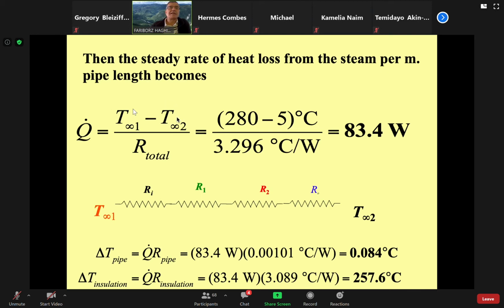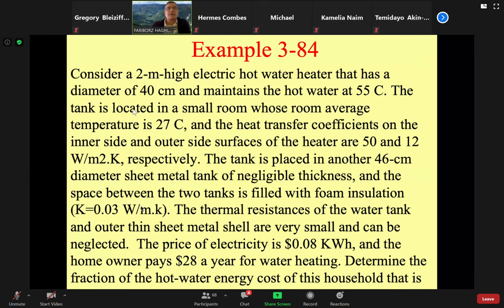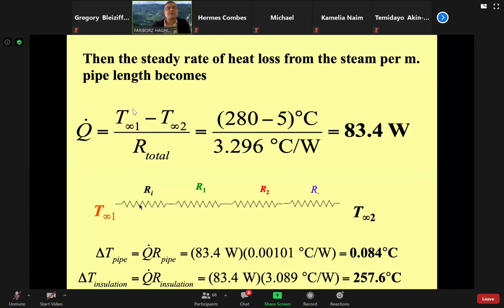It did not ask me for the temperature T1 or T2 and so on. It did not ask us to calculate the temperature, it only asks what the temperature drop is. Now, if I want to calculate the temperature at this point here, I know R1, I know the temperature, I can calculate the temperature here. And the same thing here. Any question, please?